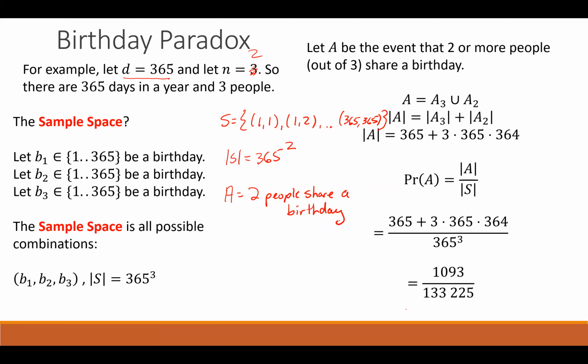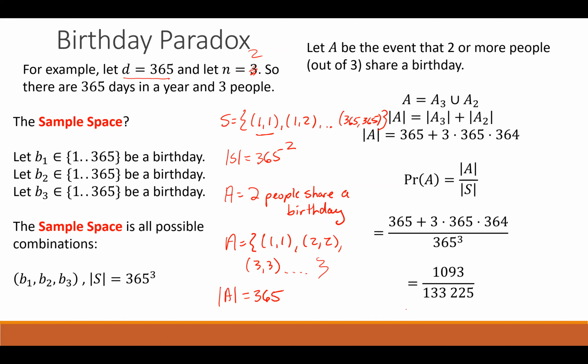Well, there's 2 people, so if 2 people share the same birthday, then that means they're both born on the 1st day of the year, or they're both born on the 2nd day of the year, or they're both born on the 3rd day of the year, etc. So the size of A in this case is 365.